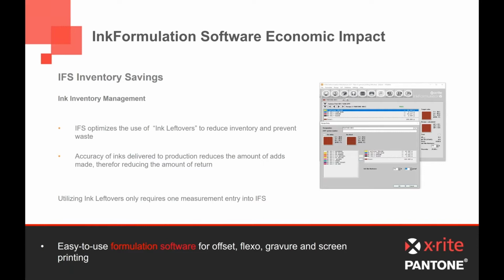IFS works off of spectral data, so it can optimize the use of these overages in a much more efficient manner. The accuracy of the inks delivered to the press will in turn reduce the amount of adds, in turn reducing the amount of overage that comes back. The more that you add to an ink whenever it's delivered to the press, the more return that you have. And whenever you're utilizing IFS to use ink leftovers, it only requires one measurement of that ink leftover, and then you can prompt the system to utilize it until your inventory is depleted.